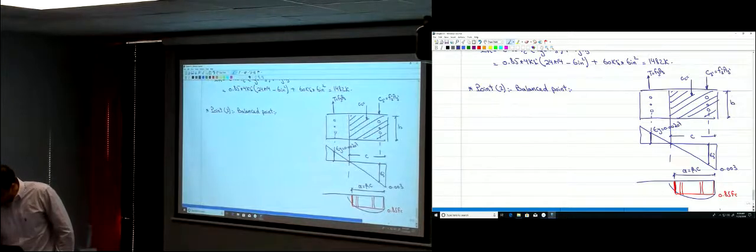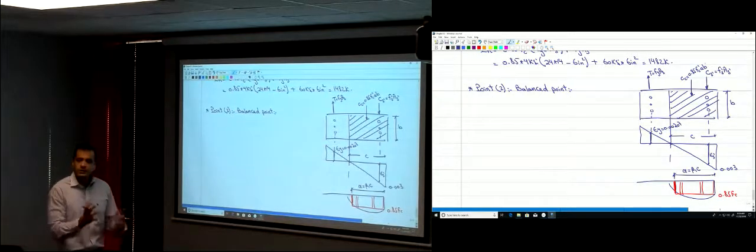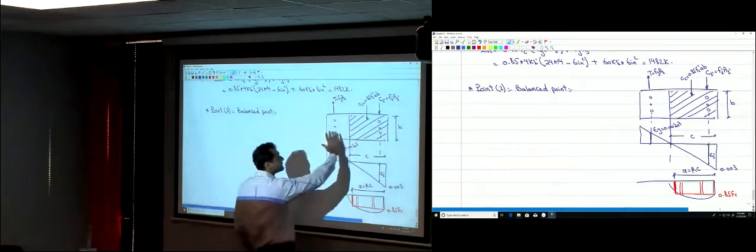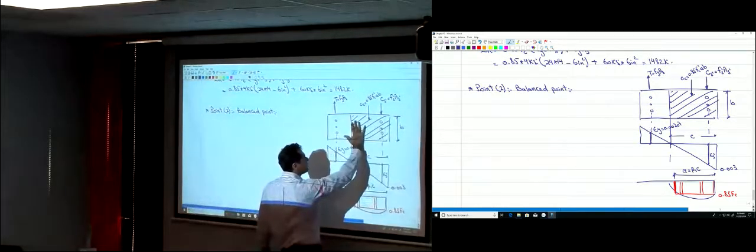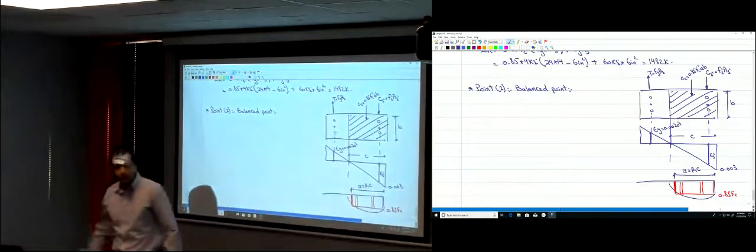This is B, so it's 0.85 f'c AB. Those are the forces in the component of the column. I have steel in tension, steel in compression, and concrete in compression. Concrete in tension is cracked, so I just throw it away. Okay?